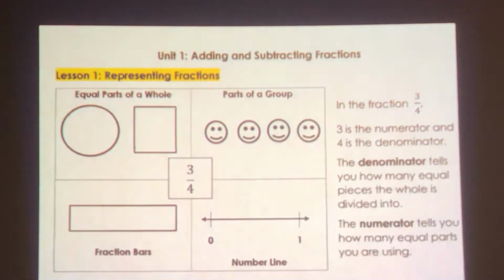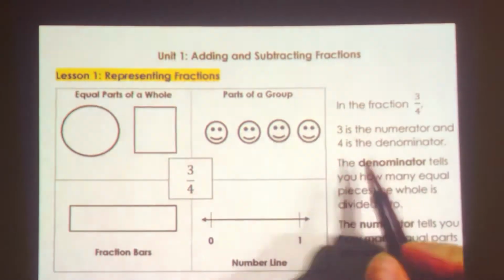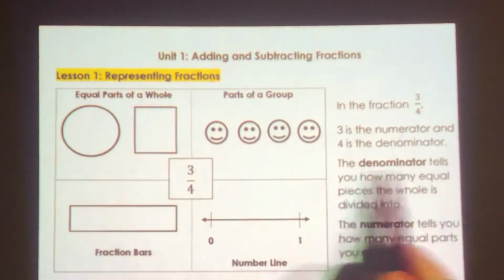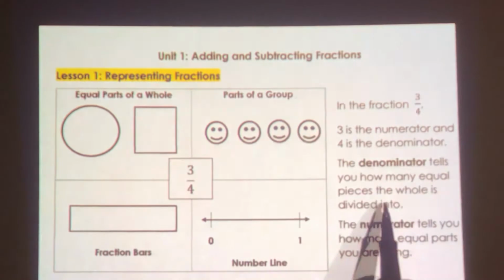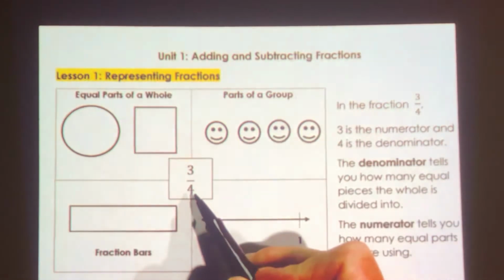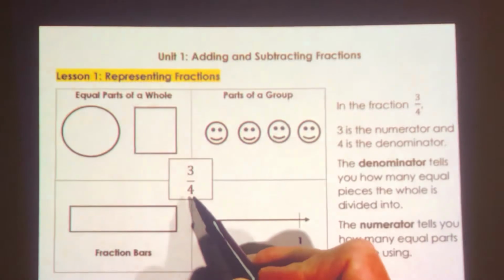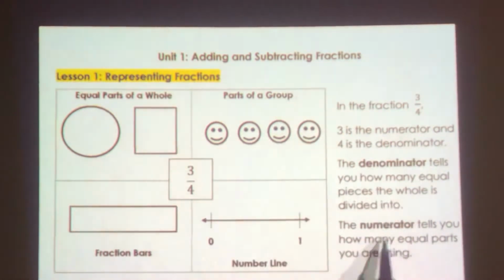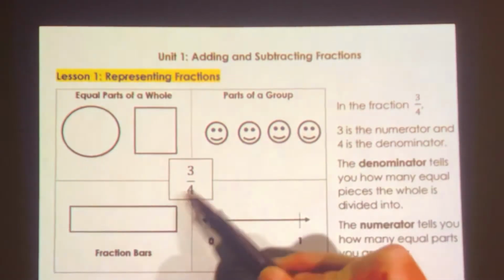I'm just going to take you through each of those, and we're going to use 3/4. So in the fraction 3/4, 3 is the numerator and 4 is the denominator. The denominator tells you how many equal pieces the whole is divided up into. So when I look at 3/4, 4 is the denominator. That 4 tells me how many equal sized pieces the whole is being divided up into. The numerator tells me how many parts I'm using out of those 4.